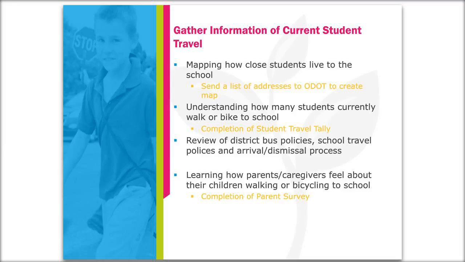What the school would do is get together a list of addresses that are de-identified, don't have the student's name, and send those to ODOT to create a map. Then you'll get a map with the school in the center, and a quarter mile, half mile, 1 mile, and 2 mile rings around it so that you can see where students are located.